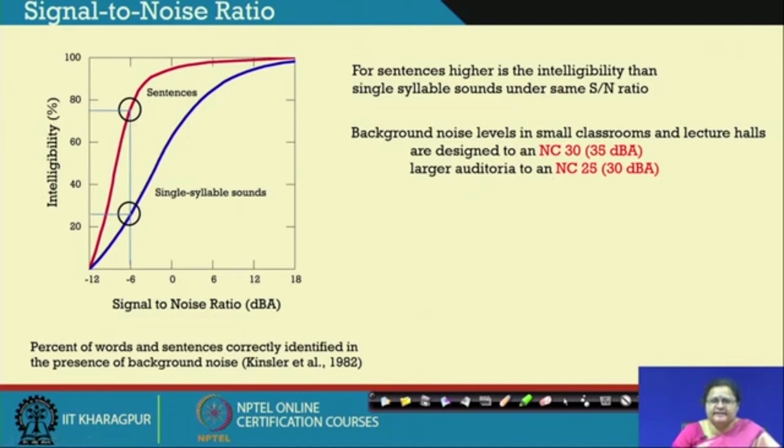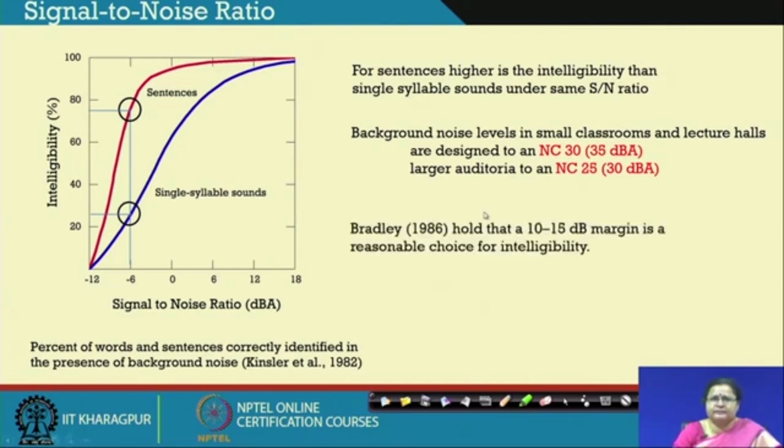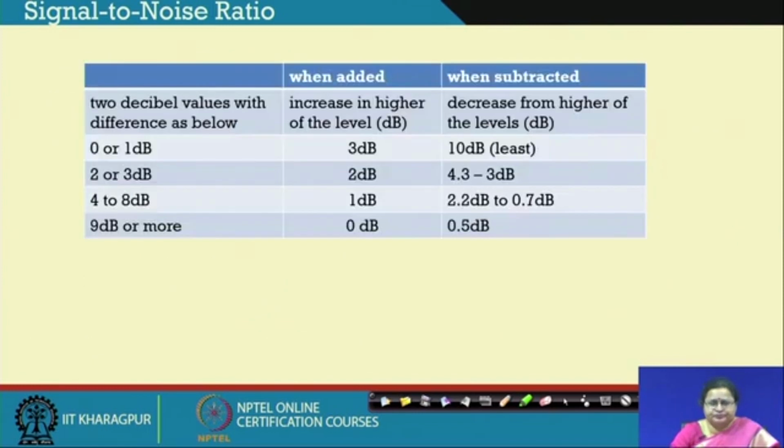the designs are to be carried out following NC curve number 30, NC 25, which Professor Bhattacharya has already explained, I believe. And again I state that Bradley holds that a 10 to 15 dB margin is the reasonable choice for intelligibility, which I had already shown, on the upper part where you see the red line and the blue line are almost close.